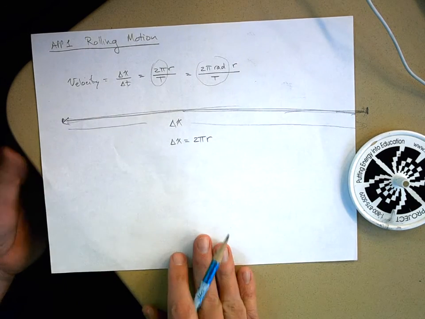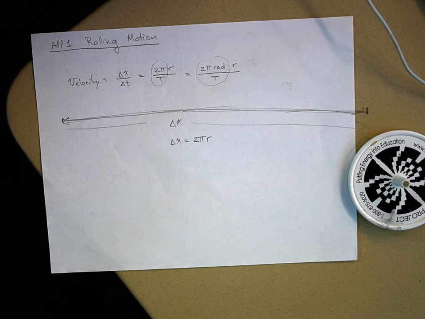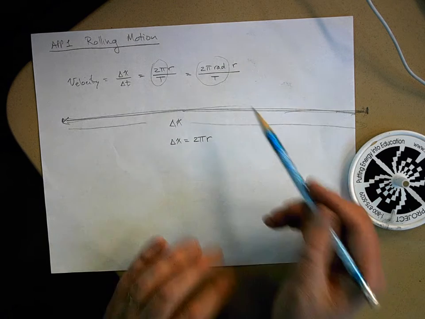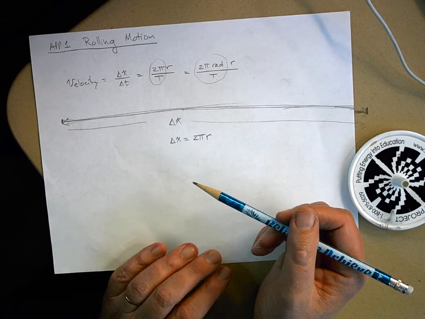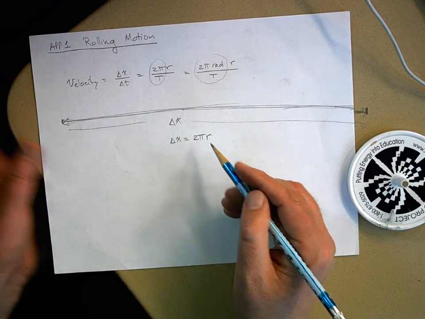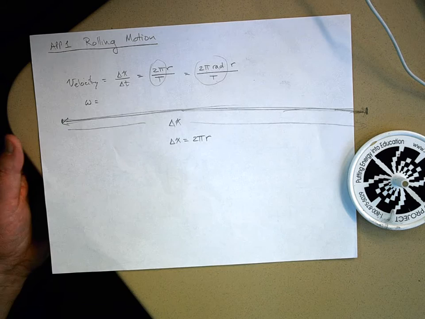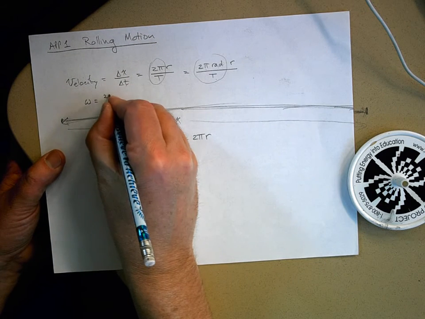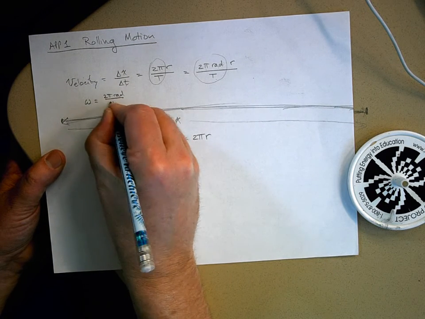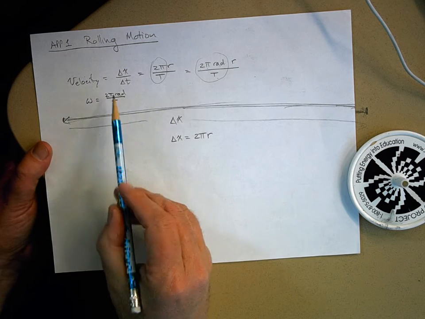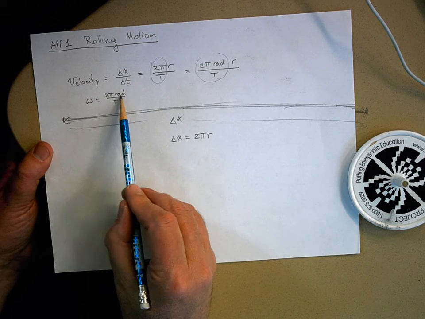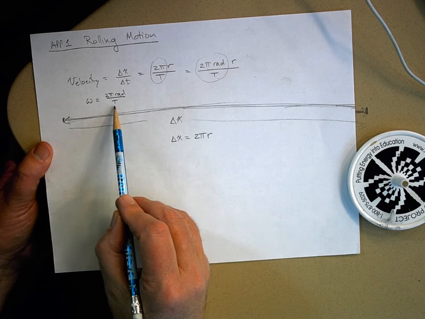Now 2 pi over the period, we derived an expression for that. And that is our angular velocity in radians per second, right? So the angular velocity of something that's spinning is 2 pi radians over the period. If something is spinning, it'll go 2 pi radians if it makes one full rotation.